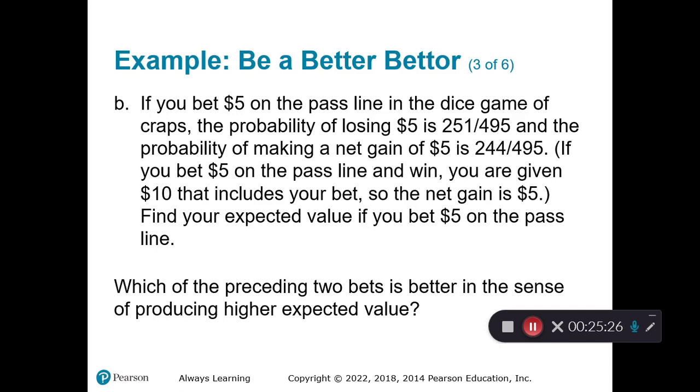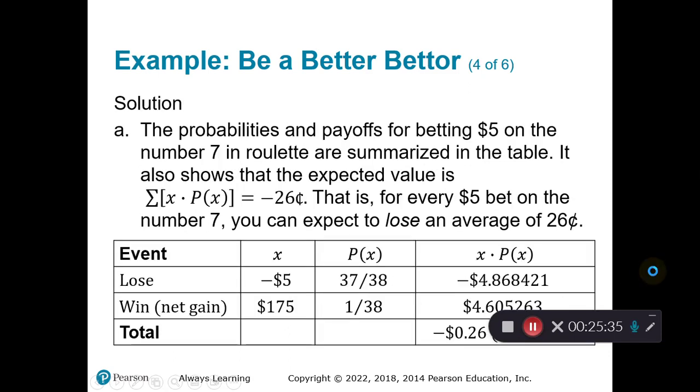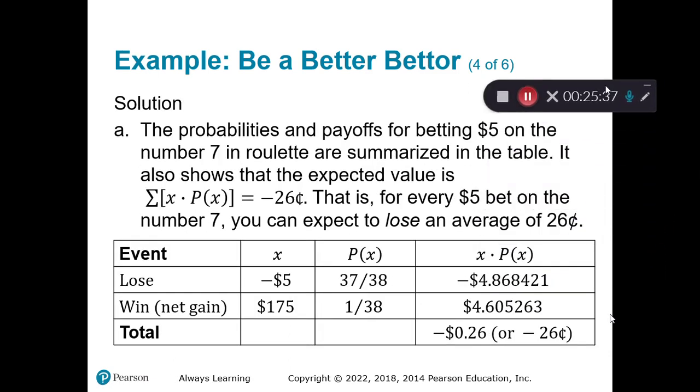We're also going to find the expected value for playing at the craps table. And then we're going to compare those two results to see where you should place your bet. We're going to treat this as a probability distribution. First, let's look at the roulette game.